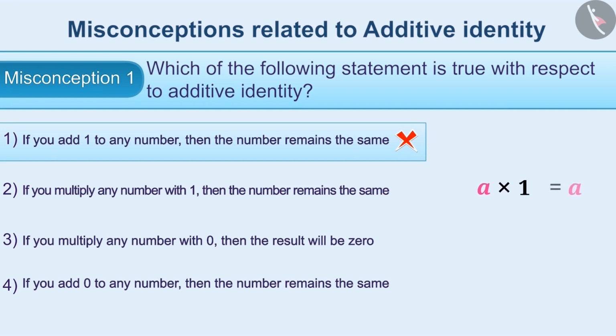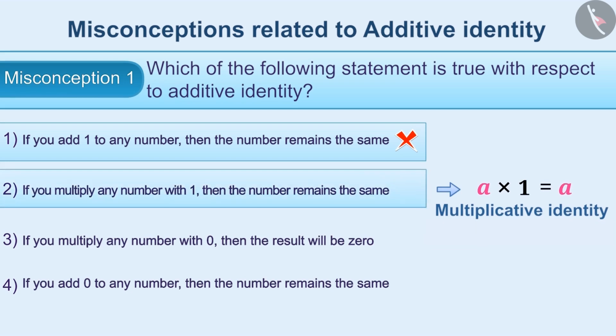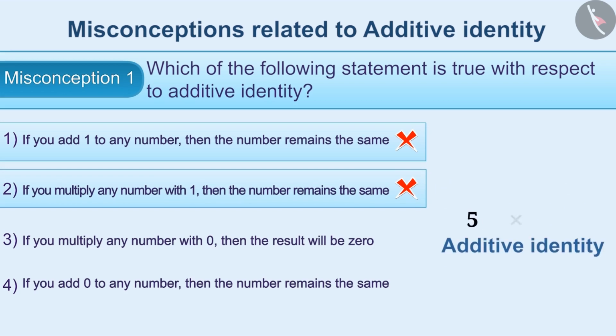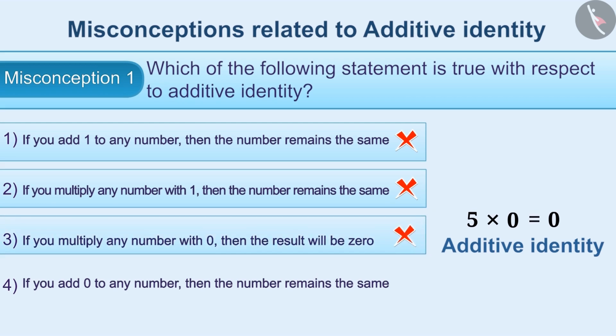If you multiply any number by 1, then the number remains the same. This statement explains the multiplicative identity. Therefore, option 2 is not the correct answer for the given question. Sometimes option 3, which is, if you multiply any number by 0, then the result will be 0, is considered as the correct answer with respect to additive identity. But this is also a misunderstanding.